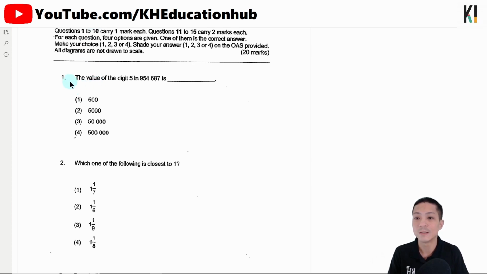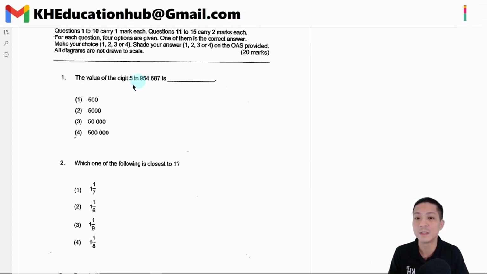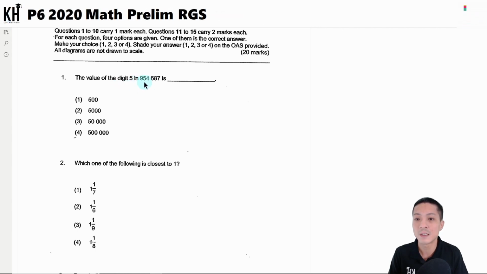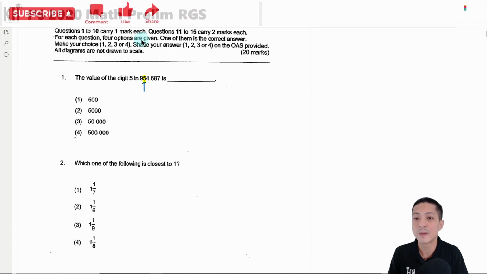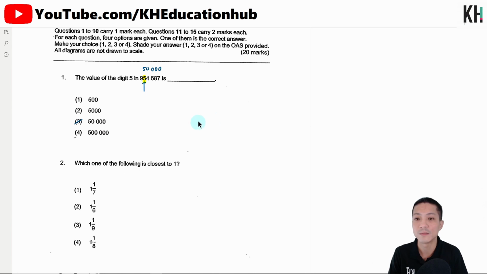Question 1. The value of the digit 5 in 954,687 is... Let's take a look at the digit 5, which is this one over here. So what is the value? The value of this is 50000. Which means that the answer will be number 3.